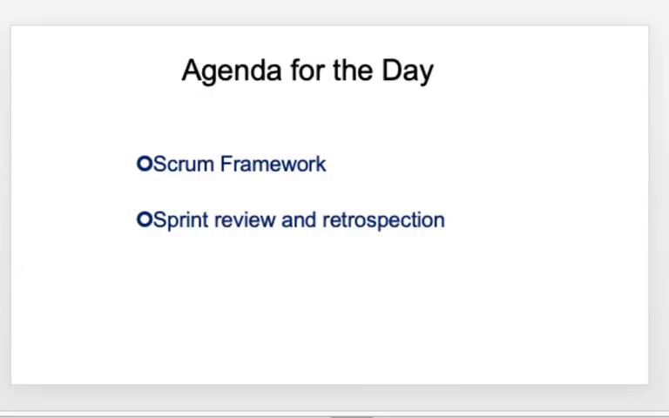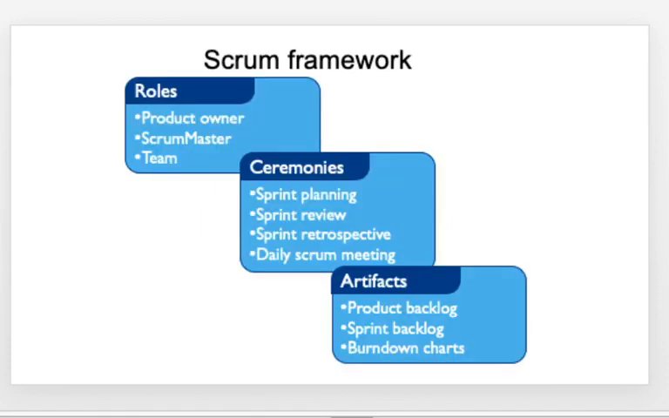So the agenda for the day is two topics called the Scrum Framework, the Sprint Review and Retrospection. If you look into the concept of a Scrum Framework, there are three parts to it: the roles, the ceremonies, and the artifacts. There are three roles basically called the product owner, the Scrum Master, and the team. The ceremonies are sprint planning, sprint review, sprint retrospection, and daily Scrum meeting. The artifacts are product backlog, sprint backlog, and burn down charts.